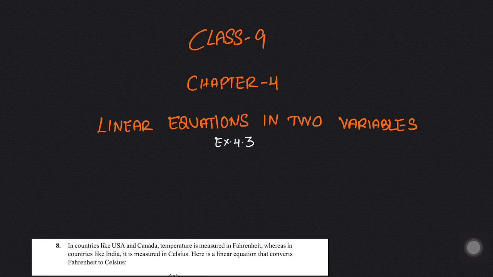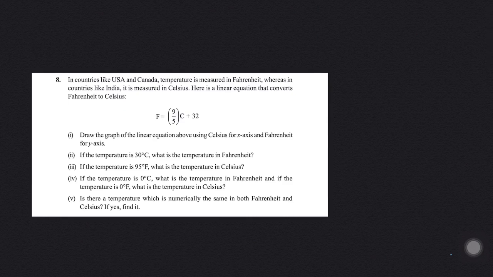Today we are going to discuss Chapter 4, Linear Equations in Two Variables, Exercise 4.3. Last question, question number 8. In countries like USA and Canada, the temperature is measured in Fahrenheit, whereas in countries like India it is measured in Celsius. Here is a linear equation that converts Fahrenheit to Celsius. The equation is F = 9/5 C + 32. The first question: draw the graph of the linear equation above using Celsius for the x-axis and Fahrenheit for the y-axis.